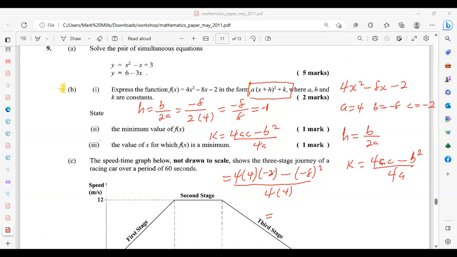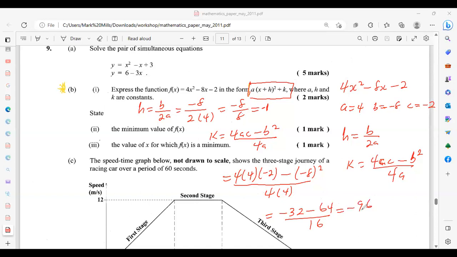16 times negative 2, what do I get? Negative 32. So negative 32 minus 64 over 16. All right. Then we put this one together now. Let's work it out now. What is negative 32 minus 64? What do I get? Negative 96.